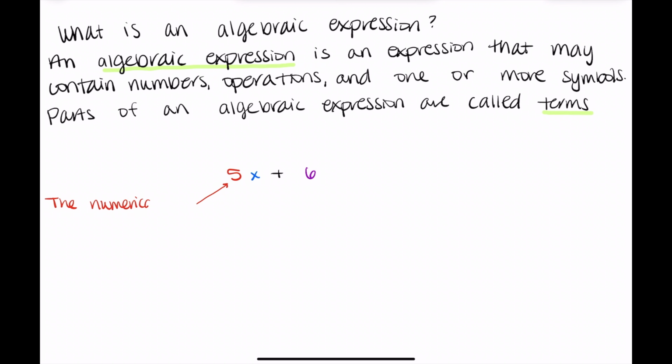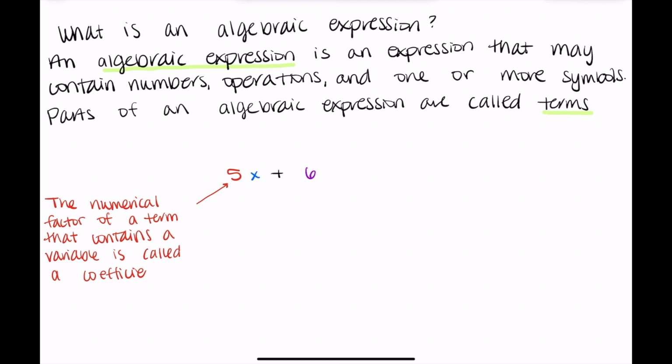The 5 is in red, and that's because that stands for one of our new vocab terms as well. So the 5 here is the numerical factor of a term that contains a variable, and it's what we would call a coefficient. So here our x is a variable, and the number that goes in front of that variable is always called our coefficient. So that's what our 5 represents in red.